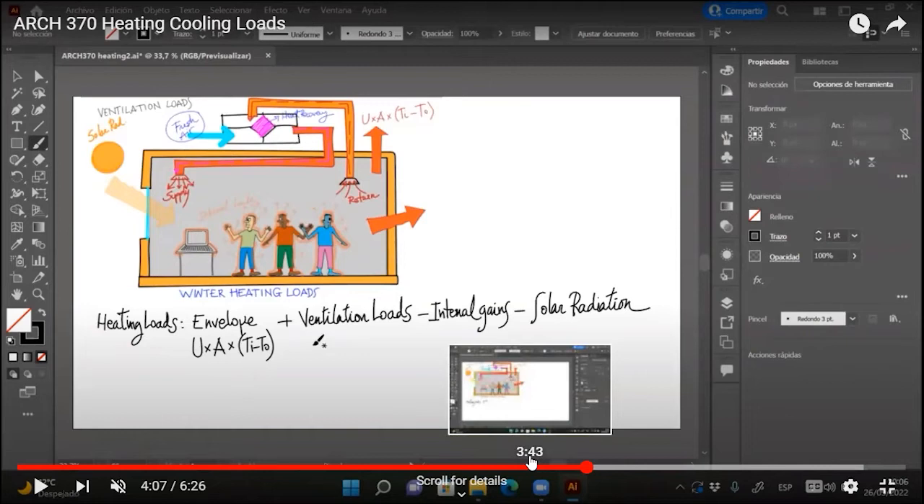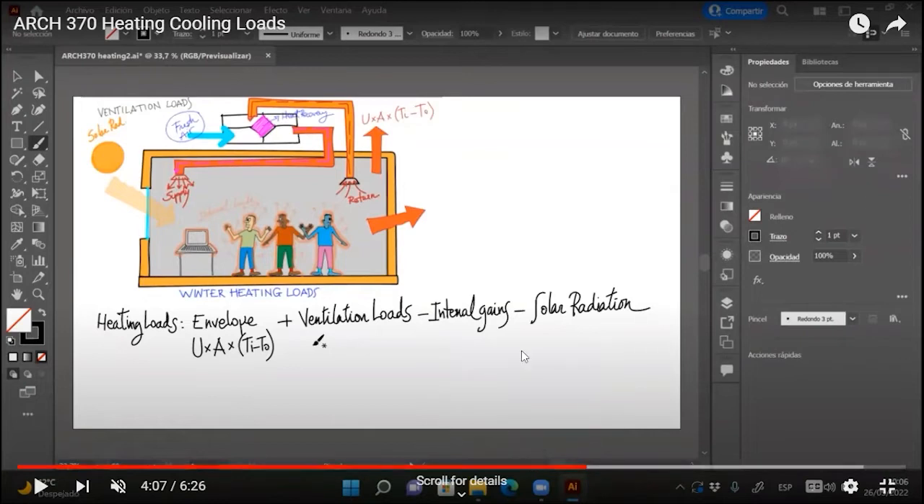If we add up the internal gains and solar radiation, and it's more than the heat losses in the envelope and ventilation loads, we have a zero energy building. Okay, so zero energy building is not about using incredible technology. No, it's about designing a good building.